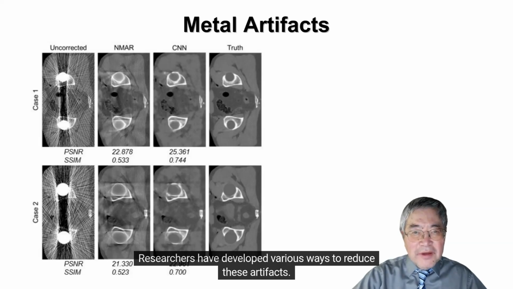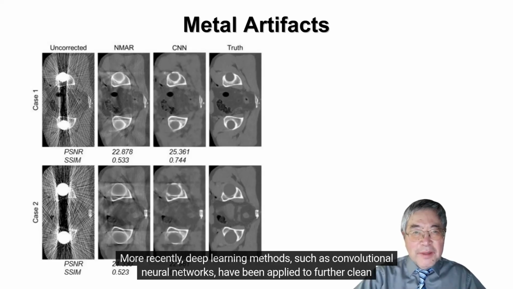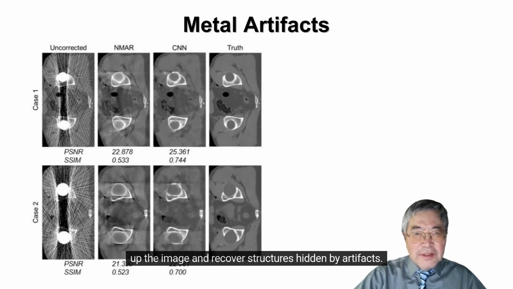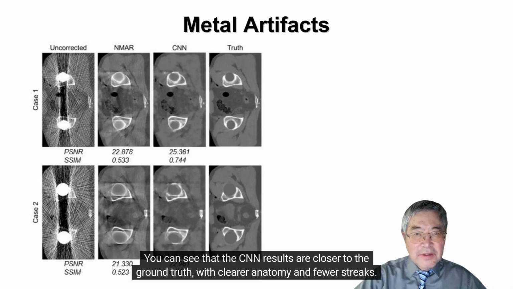Researchers have developed various ways to reduce these artifacts. One common method is NMAR, or Normalized Metal Artifact Reduction, which improves the image somewhat. More recently, deep learning methods such as convolutional neural networks have been applied to further clean up the image and recover structures hidden by artifacts. You can see that the CNN results are closer to the ground truth, with clearer anatomy and fewer streaks.